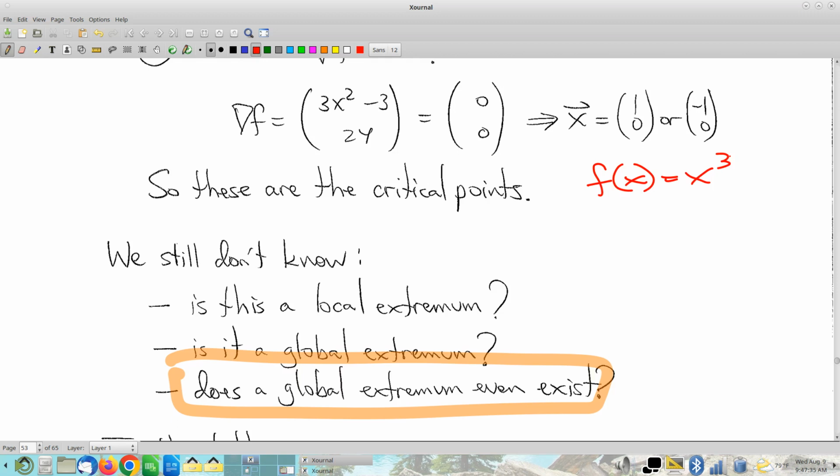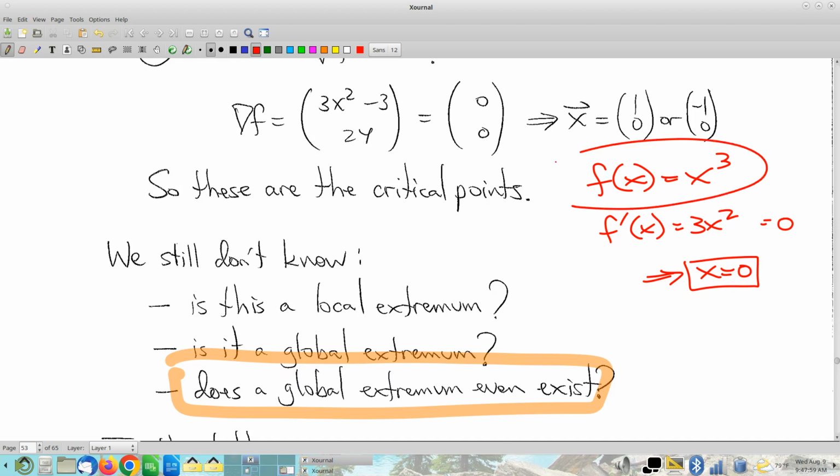Okay, well, the maximizer would have to be a point where f prime would need to equal 0. And that gives me only the point x equals 0. So I guess that must be the maximizer, right? Or well, maybe it's the minimizer. It's got to be one or the other, doesn't it? No, right? Not even close. This function gets arbitrarily large, and it also gets arbitrarily negative, right? So x equals 0 is neither.